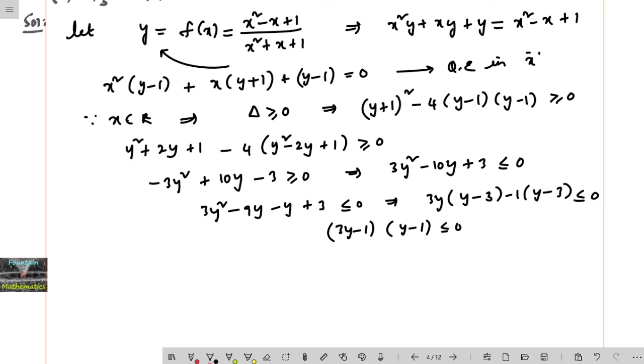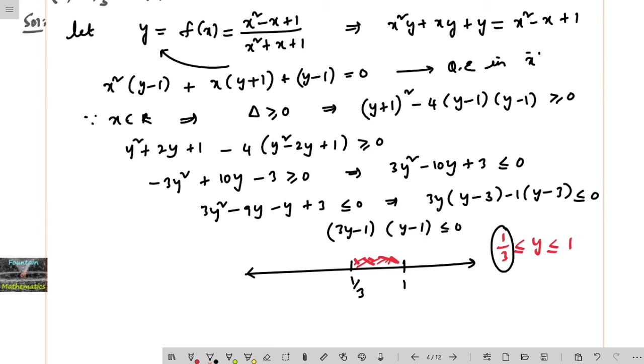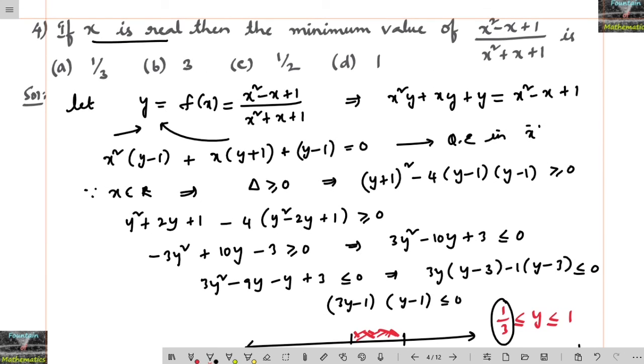Again you are getting an inequality in less than or equal to 0. Again the zeros of this will be 1 upon 3 and 1. And since it is less than 0, we can take the solution which is between 1 by 3 and 1. So y is lying between 1 by 3 and 1. So what is the minimum value here? Minimum value we can consider 1 by 3. So the minimum value of y is equal to 1 by 3. What is y? y is nothing but your expression. So we can see the answer is 1 upon 3. First option. Next question.